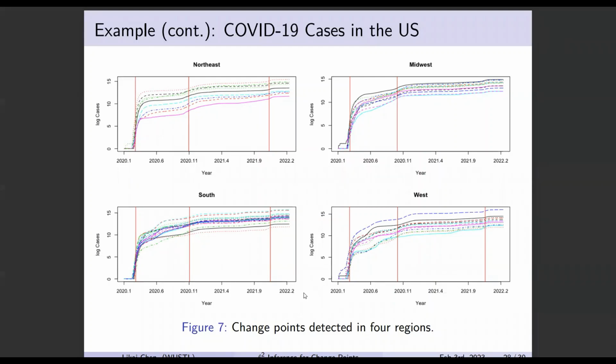This first break corresponds to the first outbreak of COVID-19. The second break corresponds to the Delta variant, and the last one corresponds to the Omicron outbreak. So it seems that we can identify all 3 break locations with this method, and across different regions of the US there are slightly different phenomena.